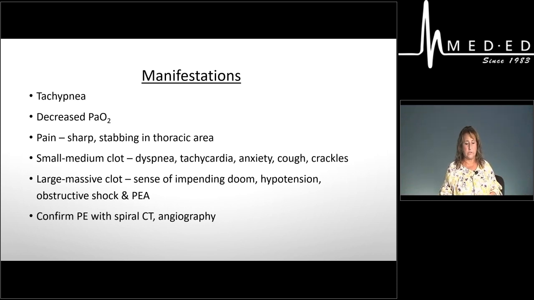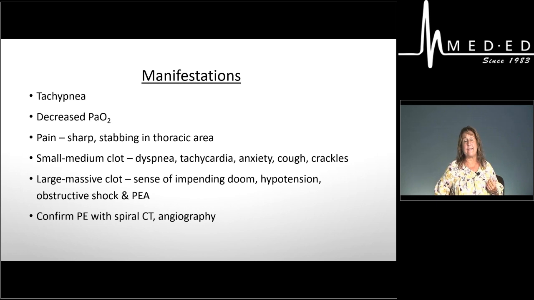So what does somebody look like that has a pulmonary embolus? Well, they're in respiratory distress, right? They're tachypneic. They have a decrease in their PaO2. Why do they have a decrease in PaO2? Because they can't breathe, because they've got this big occlusion in a vessel that's preventing blood flow from getting to the alveoli for gas exchange.